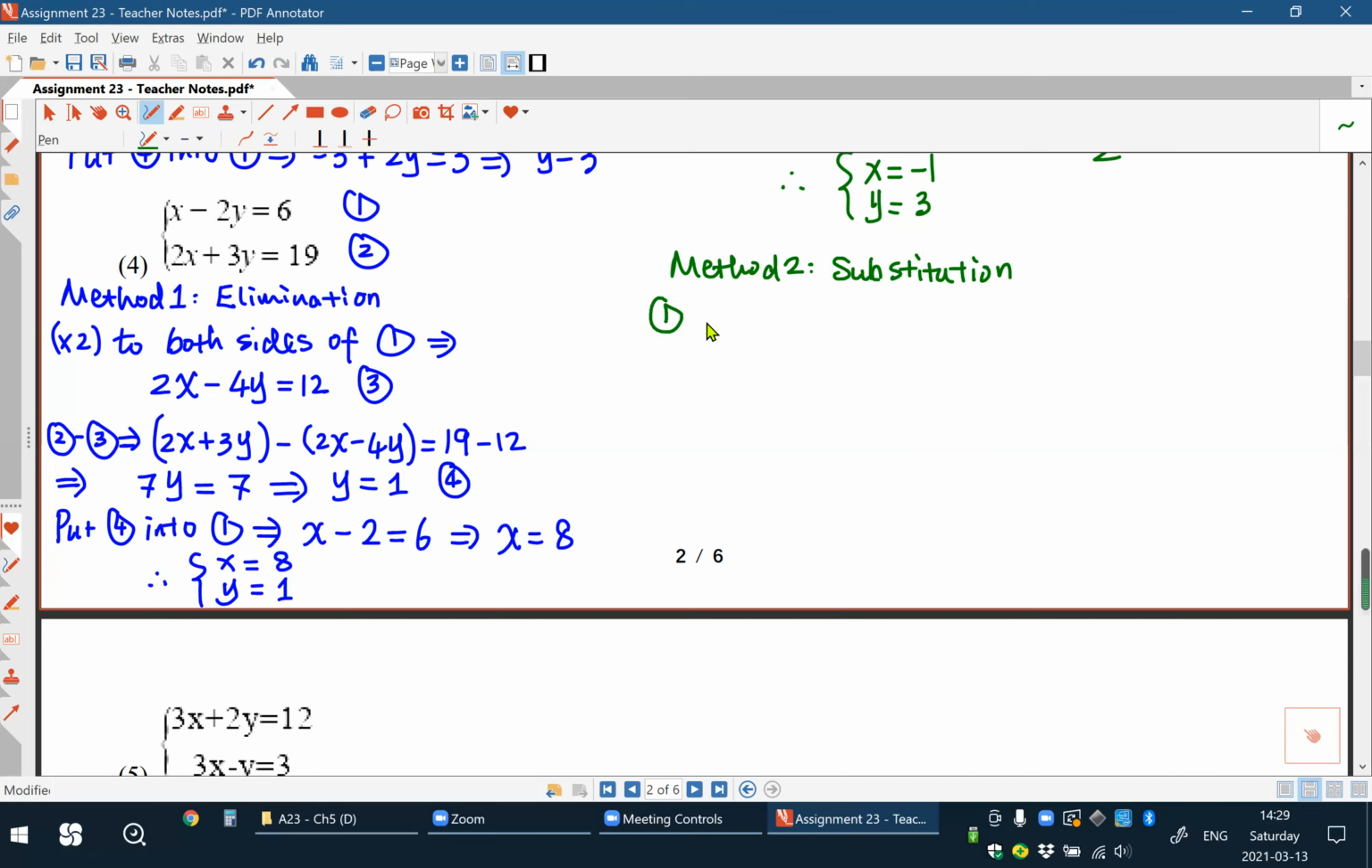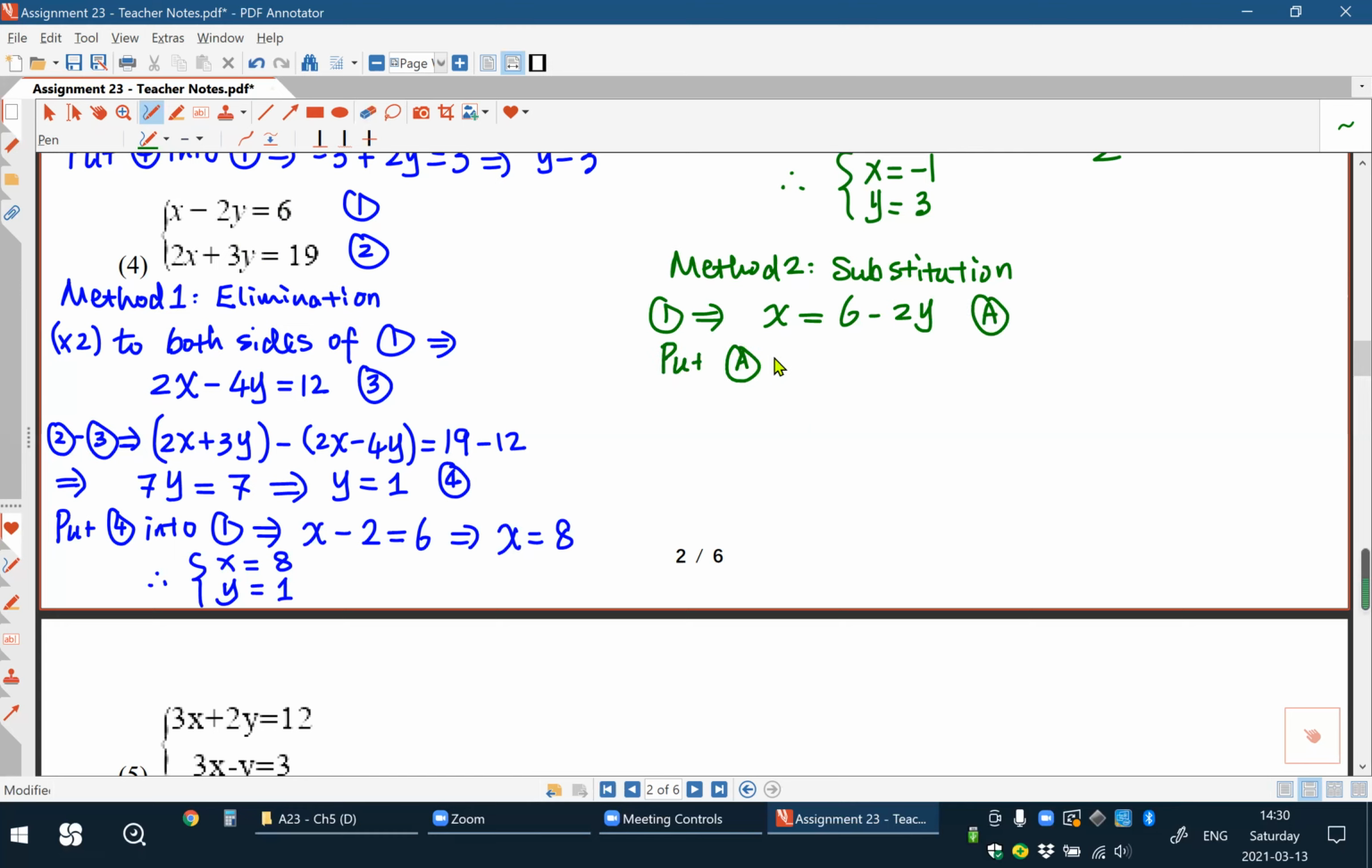Okay, from equation 1, we can solve x in terms of y or y in terms of x, right? It seems easier to solve x in terms of y, because if we solve y in terms of x, you will get ratios, right? Usually we don't like ratios, we like integers. So from equation 1, we can solve x equals 6 minus 2y, right? Okay, let's call this equation A.